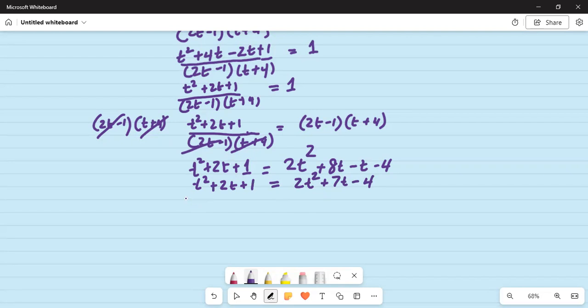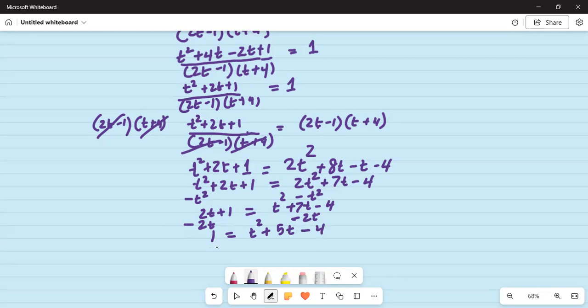Now we will subtract t square on both sides because I want to move the t square to the left-hand side. So I get 2t plus 1 is equal to 2t square minus t square is t square, plus 7t minus 4. Now I will subtract 2t on both sides. What do I get? I get 1 is equal to t square plus 7t minus 2t is 5t, minus 4.